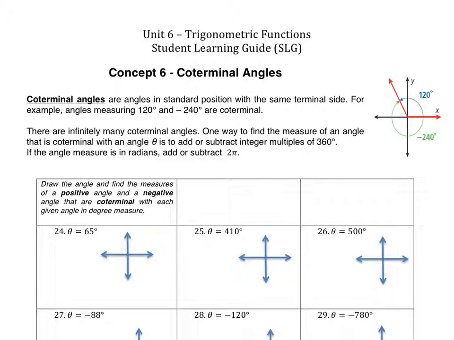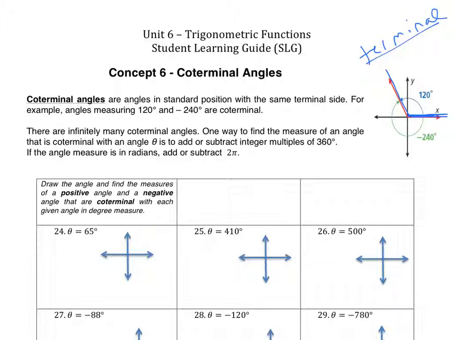this angle over here, I'm going to use blue, this is our initial side. It's always on the positive x, and then this is our terminal side. And that's what we're talking about where they end. So if I have angles that are coterminal, that means they both end at the same spot.